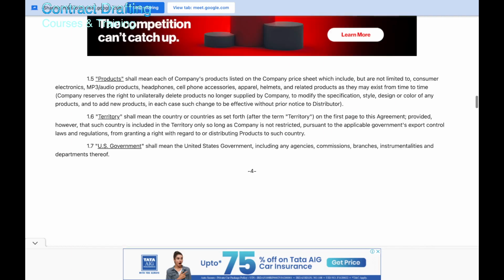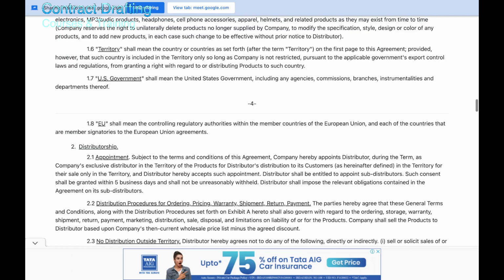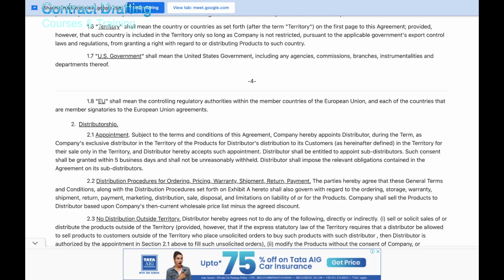Now, there is an appointment. Now, this statement, read it carefully. Subject to the terms and conditions of this agreement, company hereby appoints distributor. Now, this is neither a right, nor an obligation. But it goes on to say during the term as company's exclusive distributor in the territory of the products for distributor's distribution to its customer in the territory for their sale only in the territory, and distributor hereby accepts such appointment.